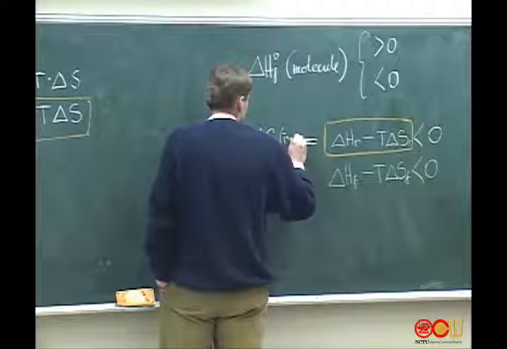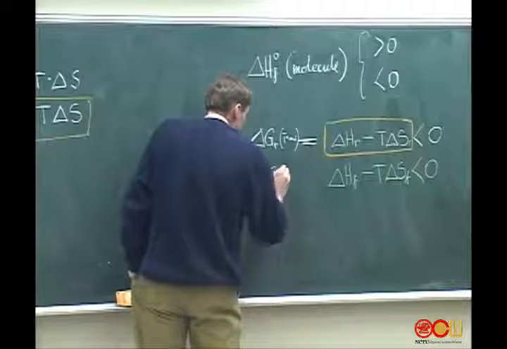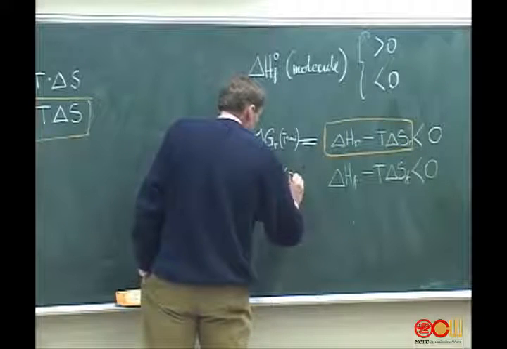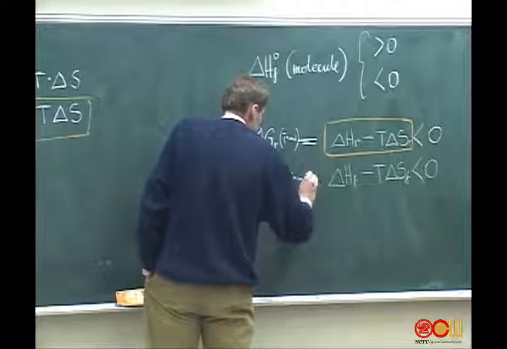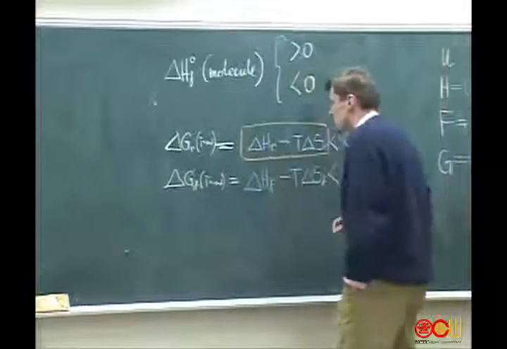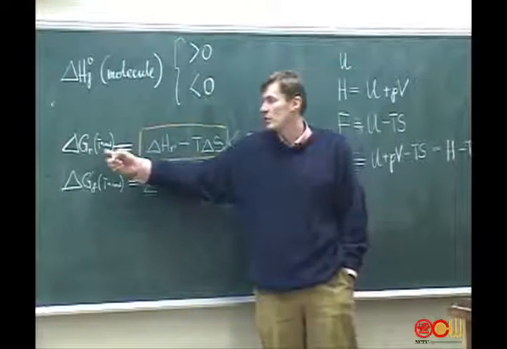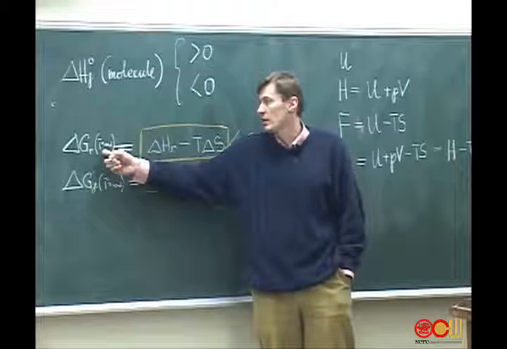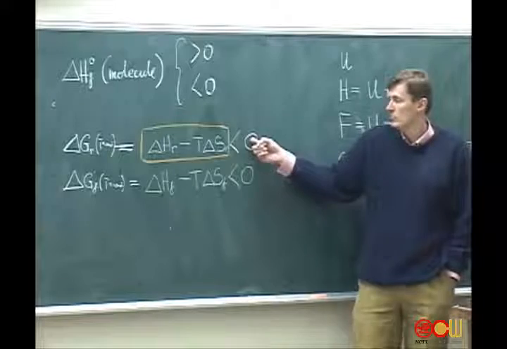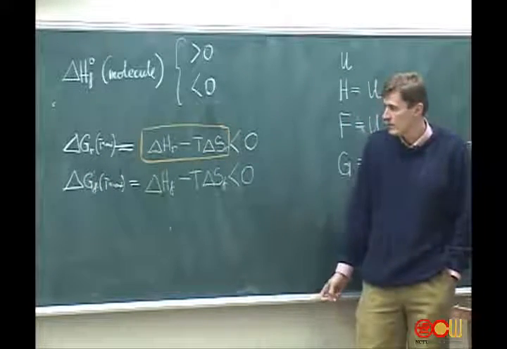And this is the so-called Gibbs formation energy of a molecule at constant temperature. And now you see that if the reaction is happening, this one must be smaller than zero. If the molecule is stable, this one must be smaller than zero.